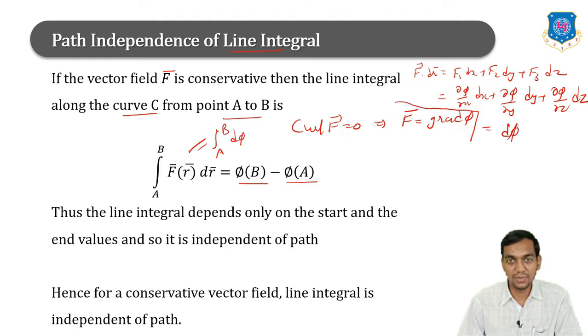Now the integration of d phi is phi. So you are going to substitute the upper limit point and the lower limit point, and that will give the answer. That means the line integration depends only on the starting and the end point if this force field is a conservative field. Hence, for a conservative vector field, the line integration is not depending on the path. It is only depending on the endpoints.